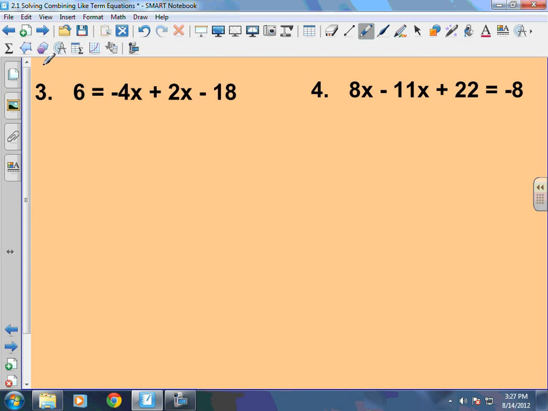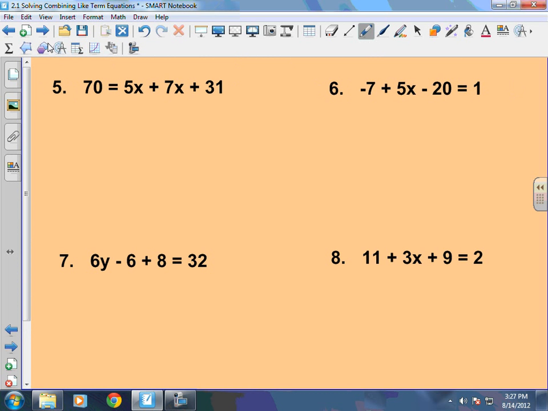Number 3 is exactly the same. Number 4 is a little bit different. Nope, number 4 is the same. I'm sorry. So you can do number 4. Number 5 is the same. Number 6 is a little bit different. What's different about number 6? Well, I don't have two letters on the same side. What do I have? I have two numbers.